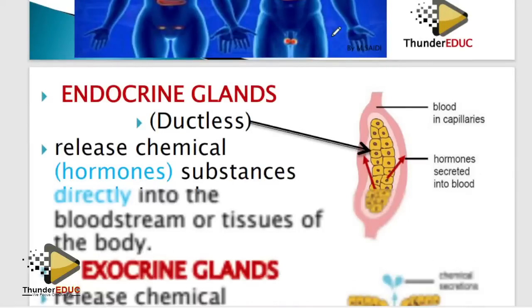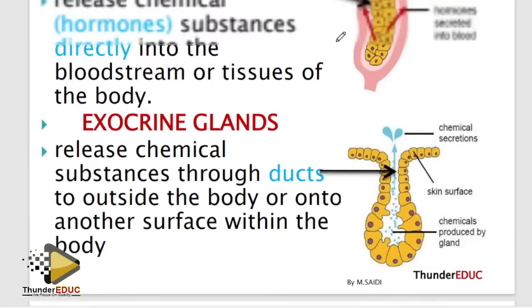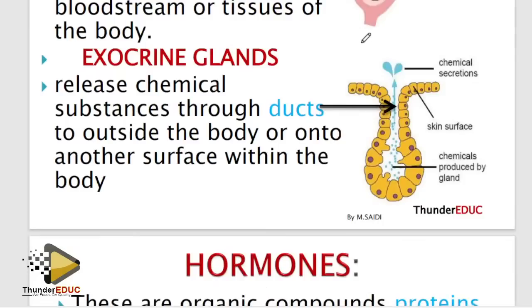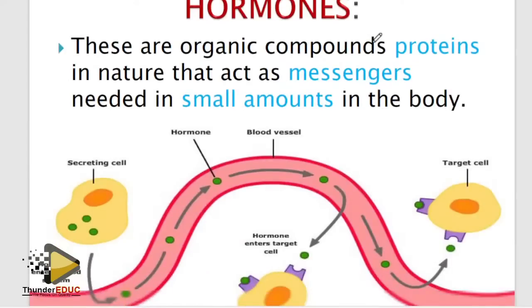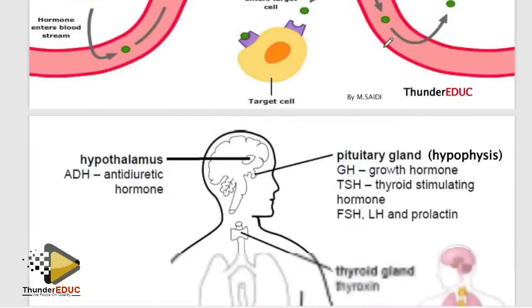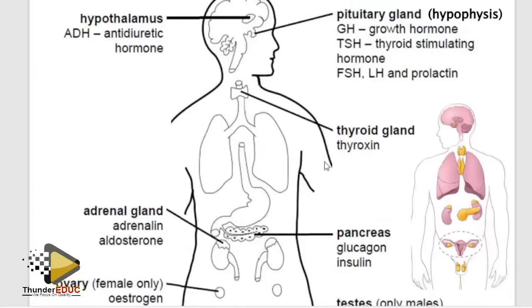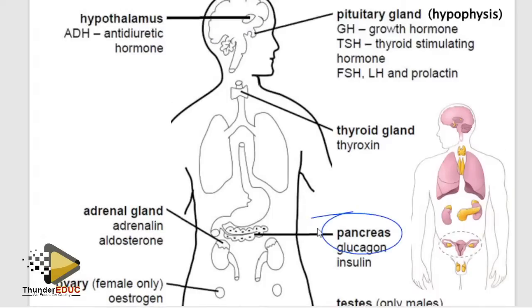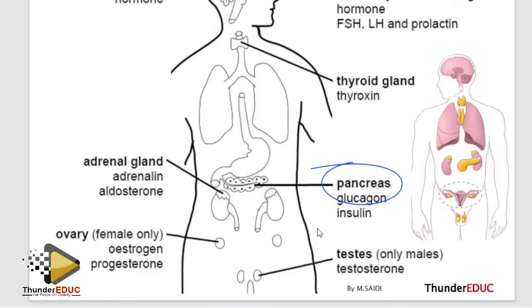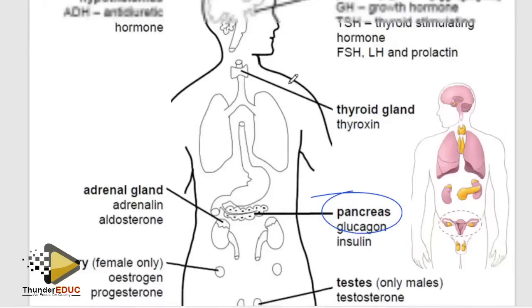So here, endocrine, exocrine. Which gland is both endocrine and exocrine? Please don't forget about it. What's a hormone? Don't forget about it. Look: hypothalamus, pituitary gland, adrenal gland, thyroid gland. This is the one which is both endocrine and exocrine. Please know that. Know the part and the function.